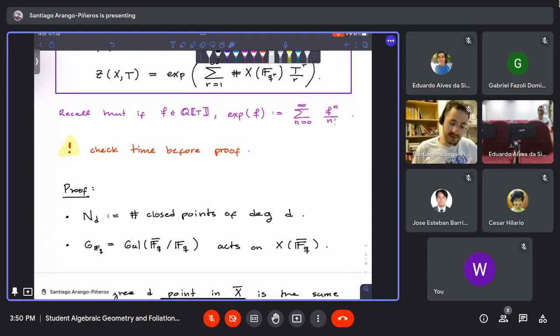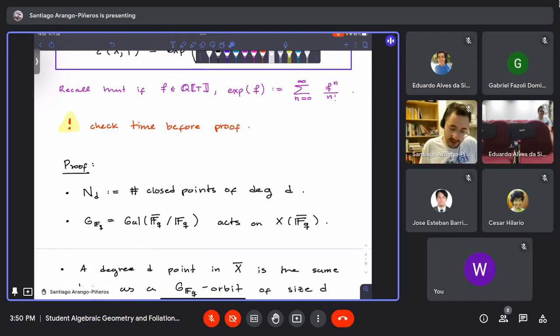let's denote by N_d the number of points of a given degree d. And let's call G_Fq the absolute Galois group of my ground field. And as you know, the Galois group acts on the solutions in F_q bar. So this is basically, if you have a polynomial equation, you can slap it with your automorphism, and since the coefficients are defined over F_q, if you have a solution, the conjugate is also going to be a solution. And this is the action that we have here.